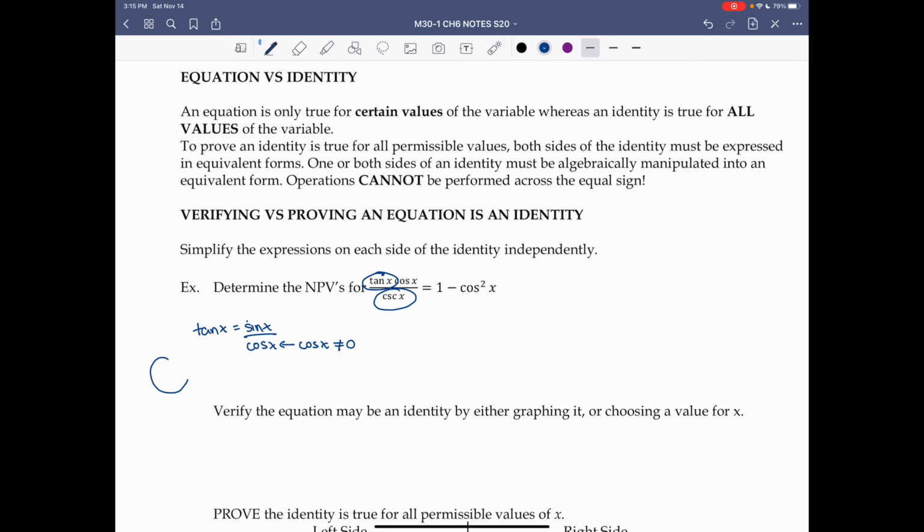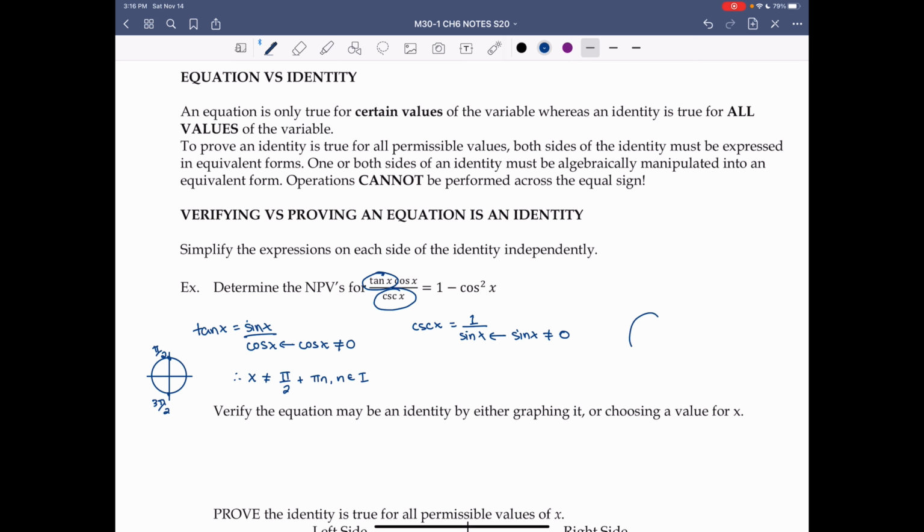Cos x equals 0 at pi over 2 and 3 pi over 2. Therefore, x cannot equal pi over 2 plus pi n, where n is an element of the integers. Then cosecant x is equal to 1 over sine x. So sine x cannot equal 0.